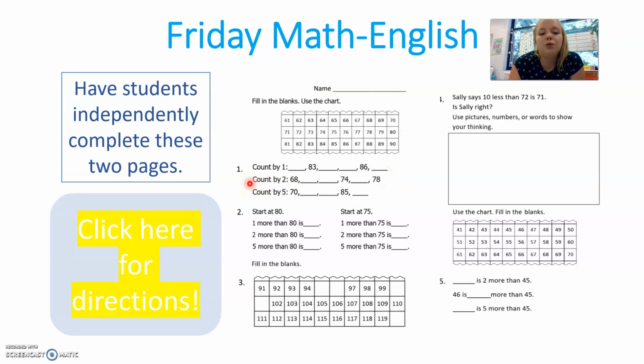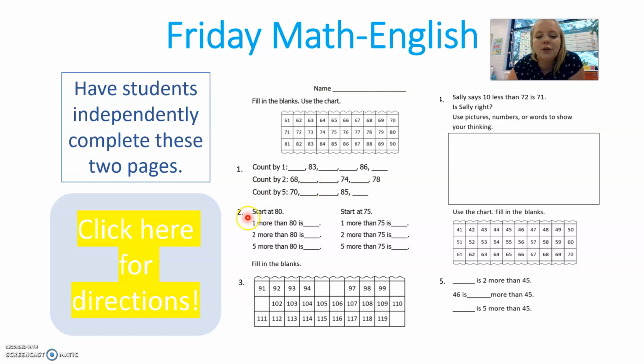Count by twos, so start at 68. Remember, you can use the chart to help you find 68. And count by twos. Okay, so count on by twos. The next one says count by fives. Okay, so what are we going to start at? That's right, 70. So let's find 70 on our chart. And you're going to count on by fives. So what comes in these blanks?